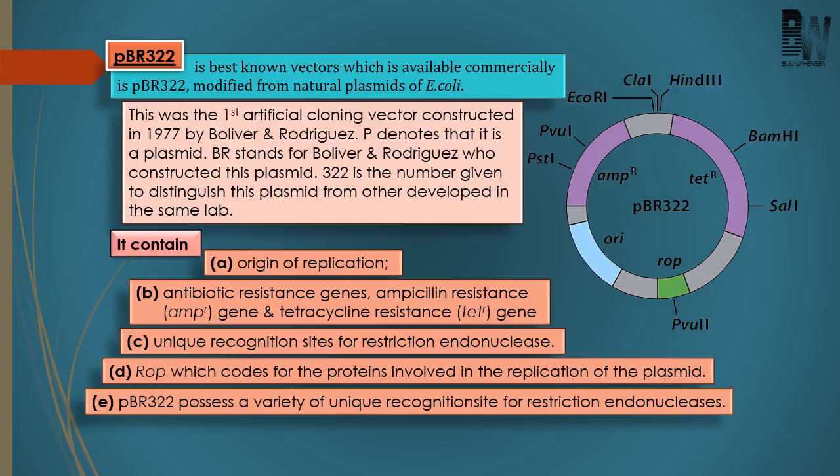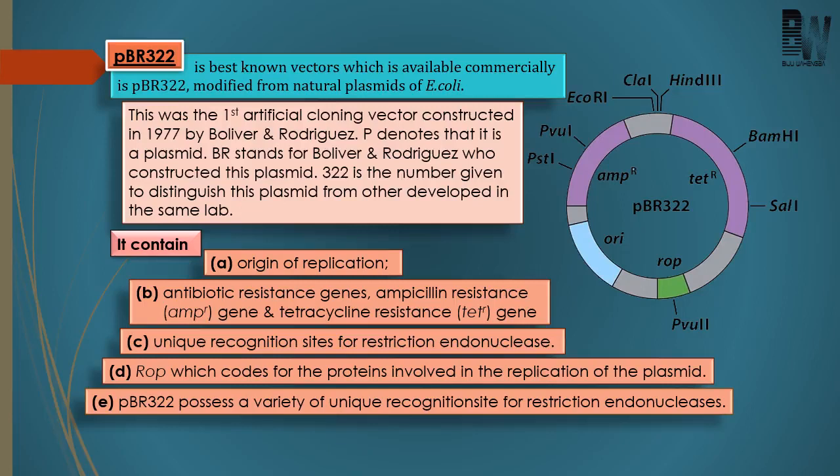And this pBR322 also possesses the three important features of a cloning vector. That is origin of replication. Here ORI represents the origin of replication from where the replication will begin. It also possesses selectable markers, which are represented by antibiotic resistance genes, that is AMPR and TETR. Here AMP and TET are the antibiotics ampicillin and tetracycline, and AMPR and TETR represent the genes which are resistant to those particular antibiotics. And it also possesses a cloning site.